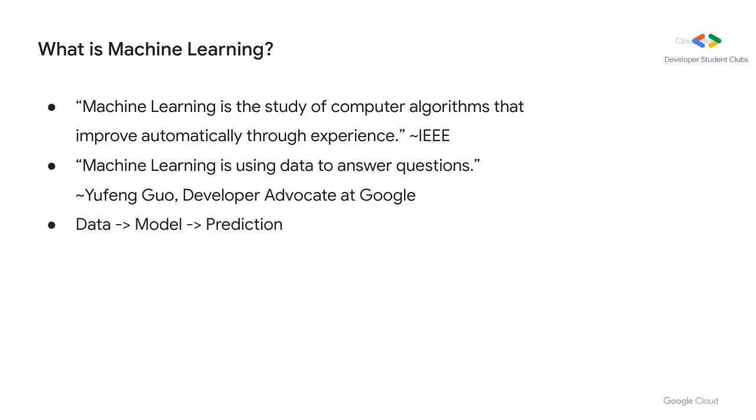The next question is, what is machine learning? One definition from the IEEE organization says that machine learning is the study of computer algorithms that improve automatically through experience. A simpler definition by Yufeng Guo, one of my colleagues, a developer advocate at Google, is that machine learning is using data to answer questions. With machine learning, we can take training data, use it to create a predictive model, and then use that model to predict future results. As our model takes in more data over time, it can generate more accurate predictions.